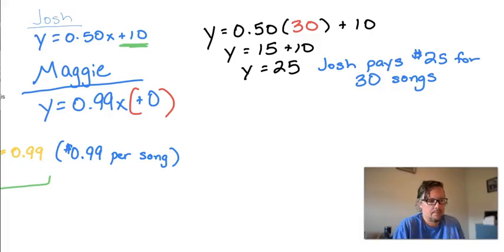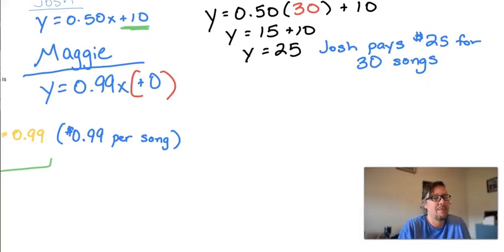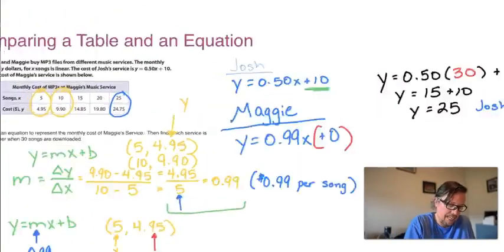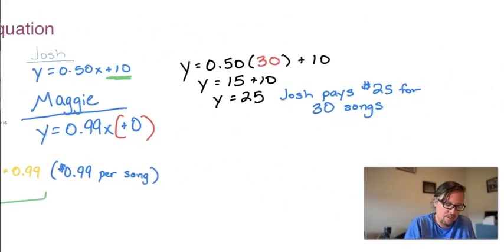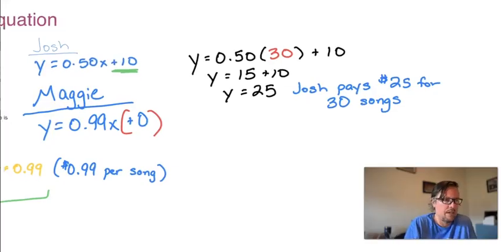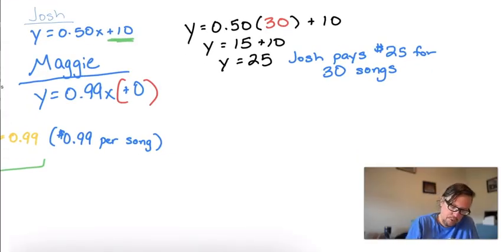Okay, what about Maggie? What about Maggie for the same amount? Now, I suspect Maggie is going to be quite a bit more than that. And the reason I suspect that is because Maggie was almost at $25. She was at $24.75 just for 25 songs. So I suspect going up to 30 songs is going to put her way above $25. So I suspect Josh is going to come out ahead here. But we'll go ahead and do the math just to prove it. It's important to prove our hypothesis.